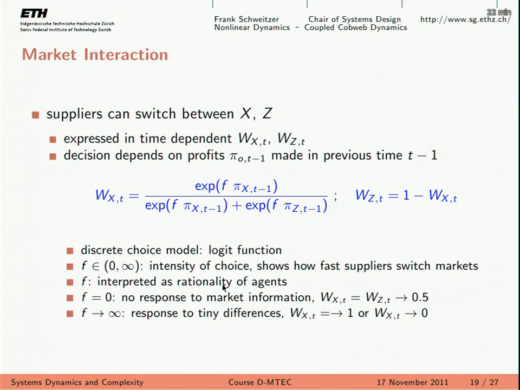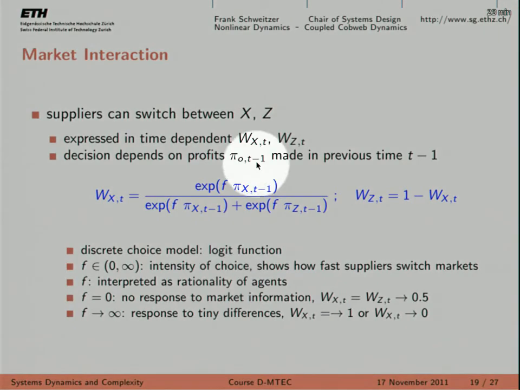So let's look at it. F is the parameter which controls where you are in this spectrum. F is the so-called sensitivity. How fast suppliers change markets. So let's look at an example. If F is zero, meaning that, the whole function is just one half. So we have the decoupled markets again.